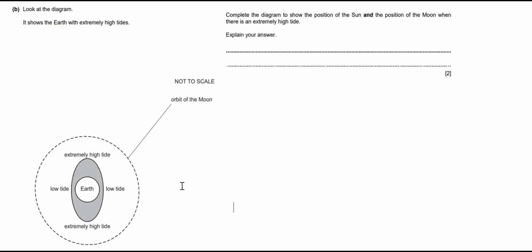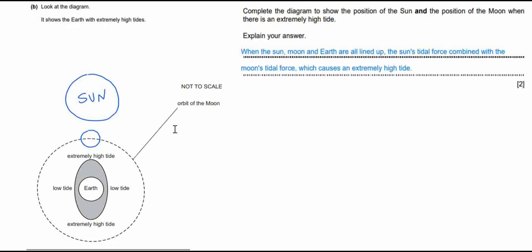Alright, time up for this one. If you're not finished, you may pause this video. Let's check out the answer. So the answer says that this is the diagram for the moon and this is the sun and they have to be aligned in one direct line to cause extremely high tide.